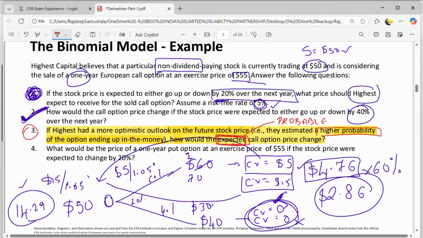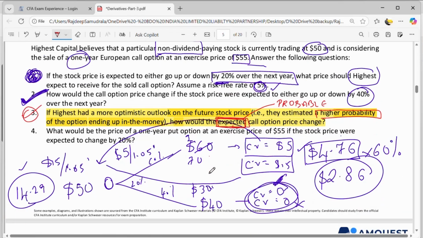Yes, sir. Chalo, last question. So this is done. Last question. What would be the price of a 1-year put option? Oh, interesting. So now you need to do for me one thing. Tell me the same sum, but do it with regard to the put option. Okay. Now you know put option is the right to sell. So when the share price is below your stock price, your put option will have more value.